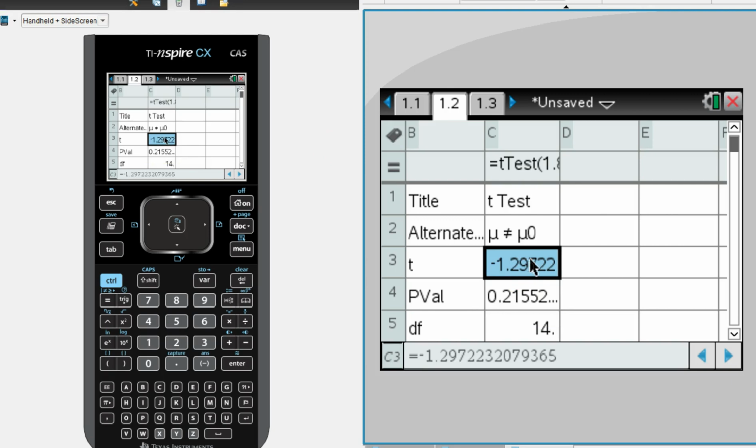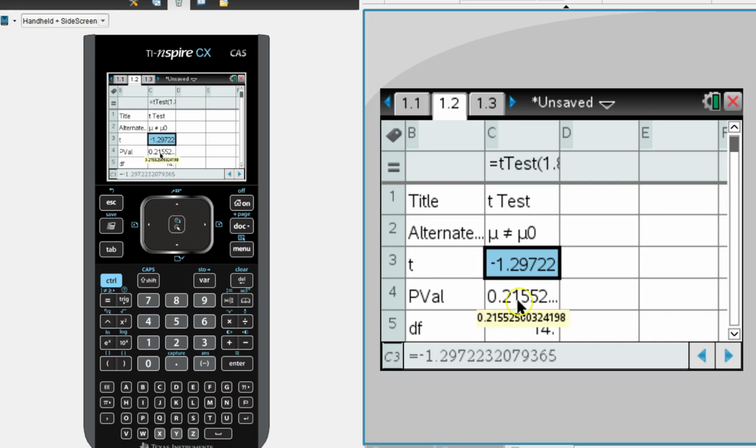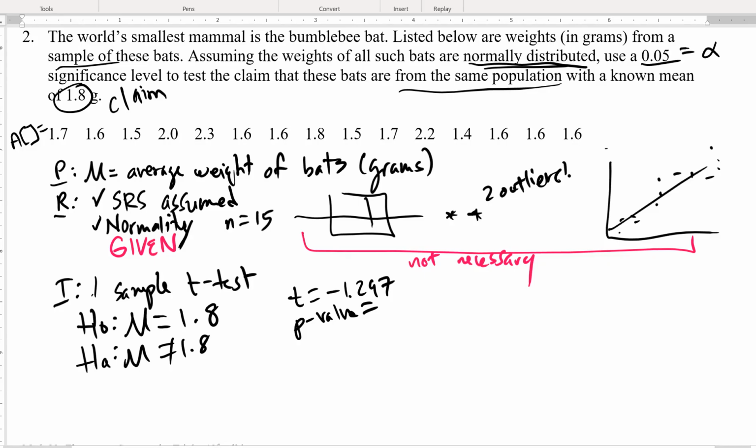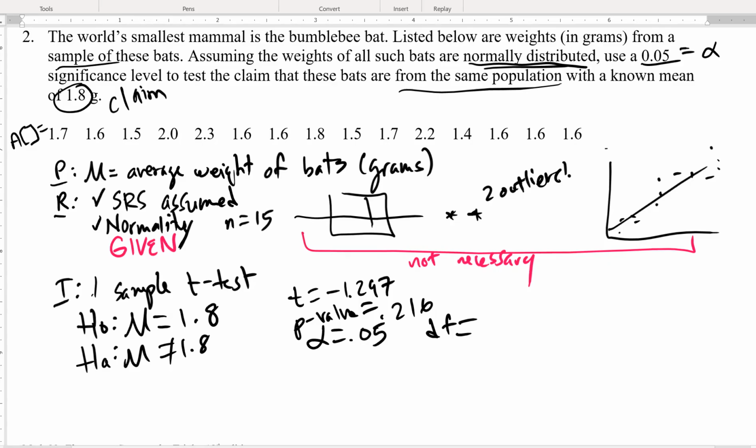But we have a t of negative 1.297. A p-value of 0.216. And alpha they specified at 0.05. And do not forget on the t, degrees of freedom. How many bats were there? Well, oh look, this one actually gives it. So don't forget that, 14.